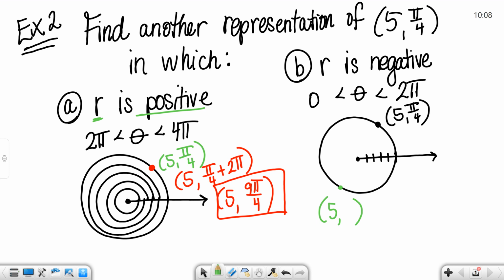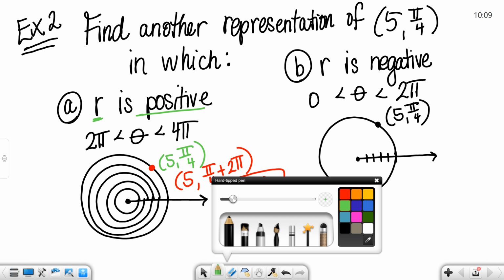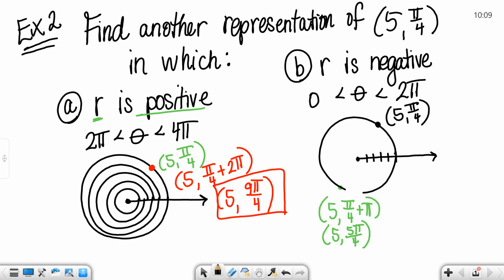And now, what is the location of its radians? Well, it's pi away from this one that was already given to me. So pi over 4 plus pi. And that will name the point that we're looking at right now. And so that point is 5 pi over 4. That's this green point right here. Now I want to name the black point, but I want it to be a negative r. So if I took this green one and I went across the pole, then that would be negative 5 pi over 4.